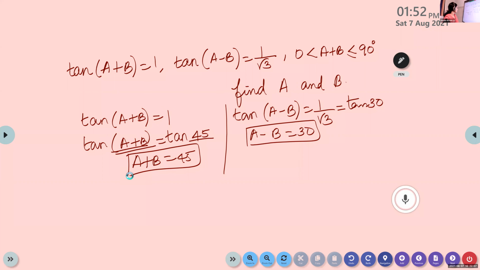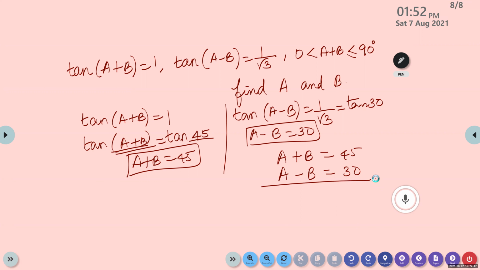Then you'll not get the answer, isn't it? One second, let me check. Tan of A plus B is 1. The question is given like this, tan of A minus B is 1 by root 3. So when you add this, A plus B is 45. What is the value you gave for A? 45. Yes, what is coming? Will you get 45?